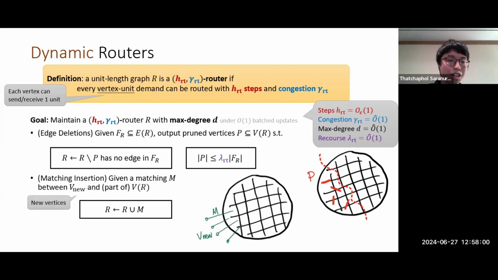Yeah, and the next operation we need to support is matching insertion, where we receive a matching that will match some new vertices to the old router. Actually, there's nothing to do here but just union the matching to the router. And we just need to show that after this union, the router still has good quality.